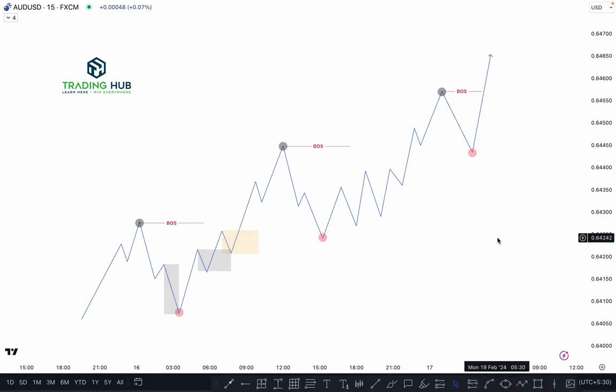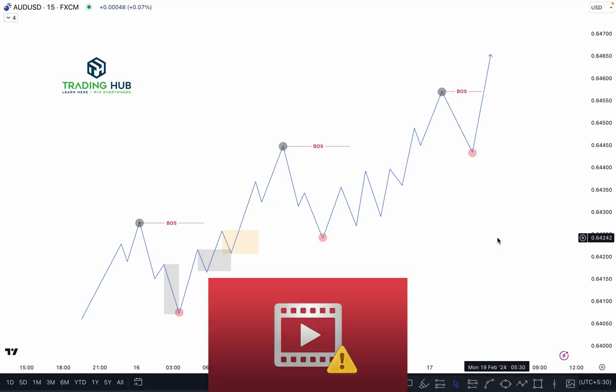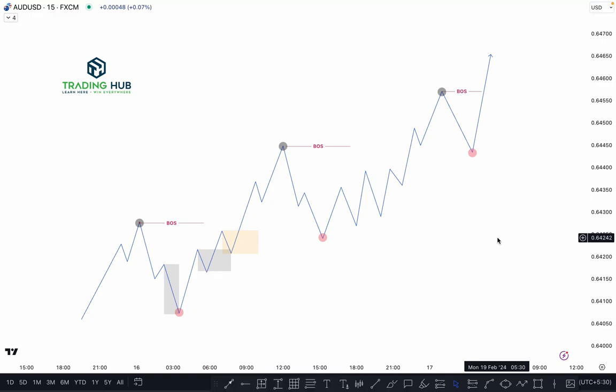So in this case, how can we deal with it? You have to wait for it to break the previous structure, and after breaking the previous structure, wait for it to take out the inducement. After taking out the inducement, you have to identify where our unmitigated order flow is. Sometimes you will see multiple order flows, like 2, 3 and 4, but generally you have to focus on the decisional and extreme order flow, which is applicable after taking out the inducement and also applicable on the extreme point.